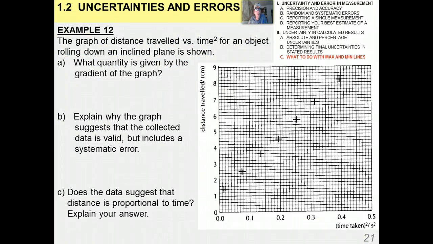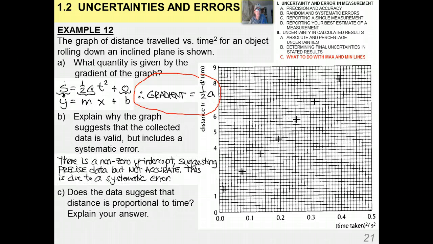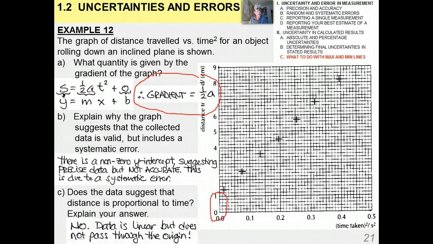So example 12, go ahead and try this one. The quantity given by the gradient of the graph is going to be 1/2 of a, because distance is 1/2 acceleration times time squared. Now, you haven't really learned that yet, so I'm kind of telling you that, but the gradient is half the acceleration of this object. Explain why the graph suggests that collected data is valid but includes a systematic error, because it doesn't go through the origin. Here's the systematic error, this offset right here. Does the data suggest that distance is proportional to time? No. It's linear, but it doesn't pass through the origin.